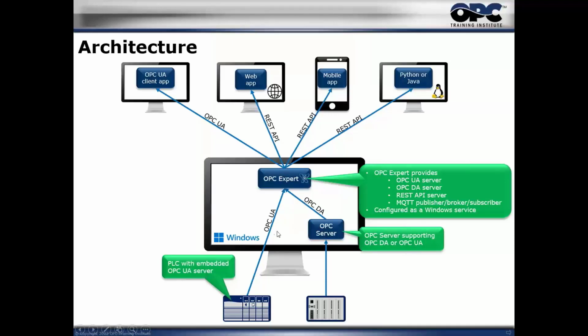So again, you bring information in using OPC UA or DA in this case. You can read data, and of course you can write, and I'll show you both of these. And the information can get out via OPC UA as an example, or REST API as you see in this case. Now, your applications, where can they be?